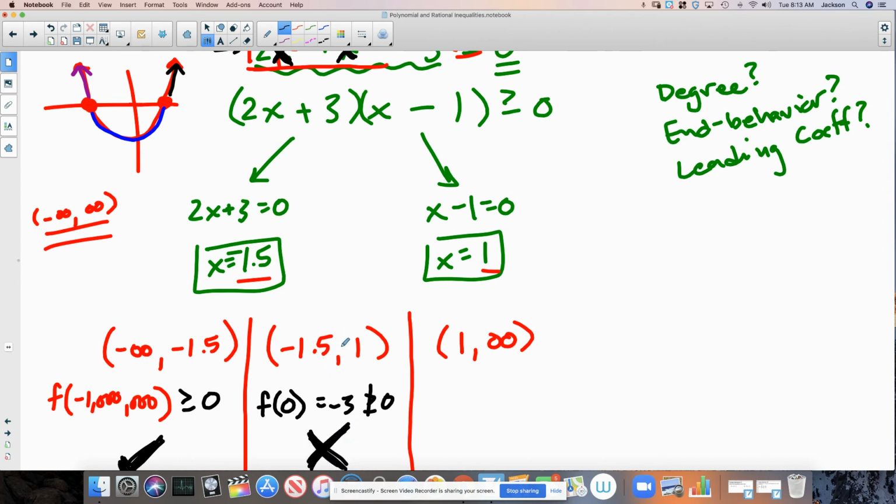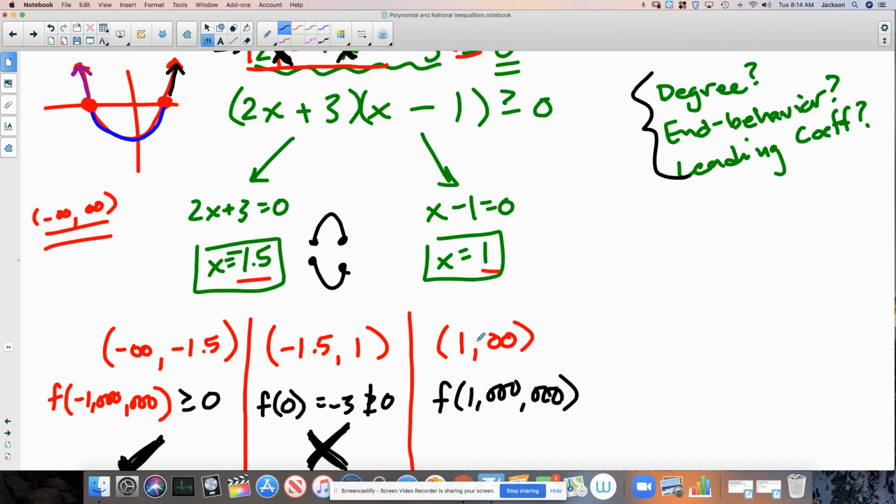I only need to test one of them. Any point in this interval is going to produce values of the same sign, because these are the zeros. The graph either goes below the x-axis between these two zeros or it goes above the x-axis between these two zeros. We already know based on the end behavior and all that what's happening. But if we didn't, we know that it has to dip below or it has to go above the x-axis at that point.